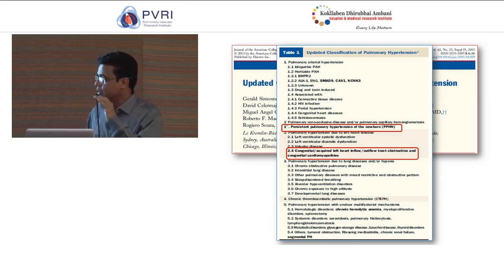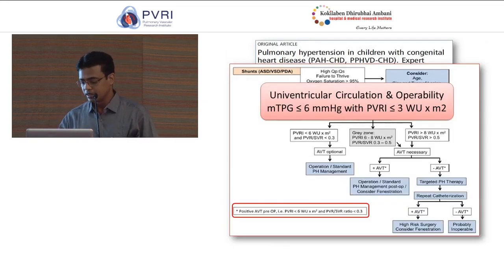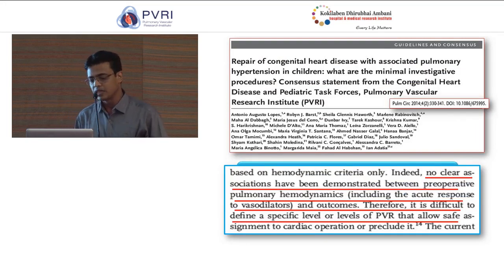A positive response will be a drop in PVRI to either 6, some papers mention 4, or a PVRI/SVR ratio less than 0.3. For the single ventricle pathway, this paper has suggested that mean TPG has to be less than 6 and PVRI has to be less than 3. So this is, I think, a consensus and guidelines. Many of the experts and authors are sitting here. I am privileged to quote a few things out of this paper.